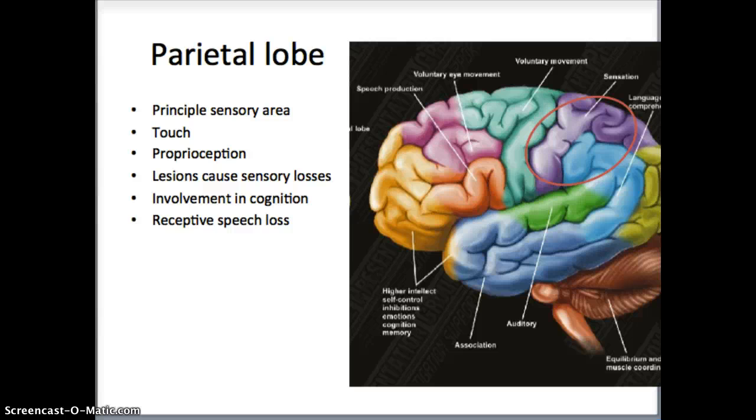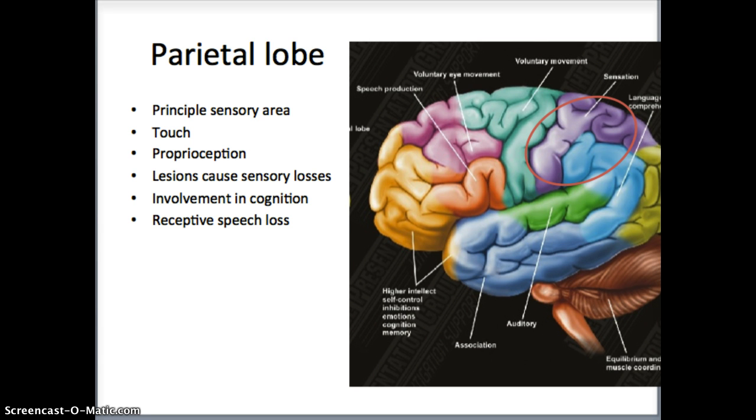So in your parietal lobe, this is your main sense area. So it's where you're sensing temperature, touch, pressure, pain, anything involving the skin. It's also responsible for understanding speech, using words to express your thoughts and your feelings. If you have lesions here, which means cuts, it can cause sensory loss. So you lose that sense of temperature or pressure.